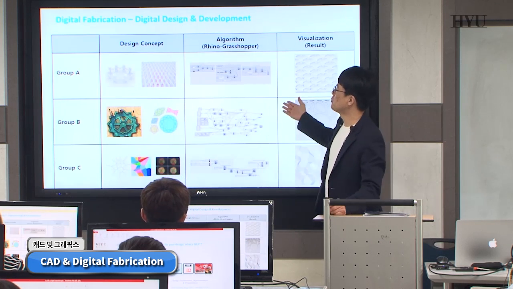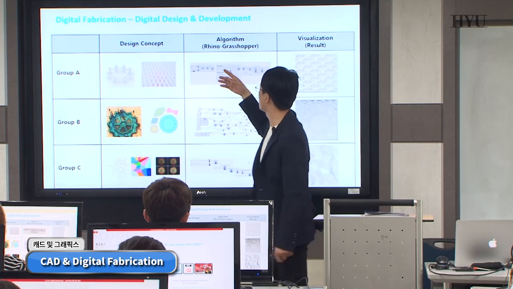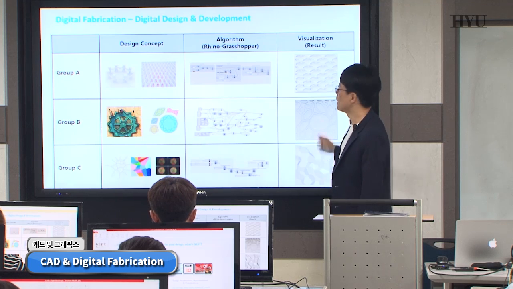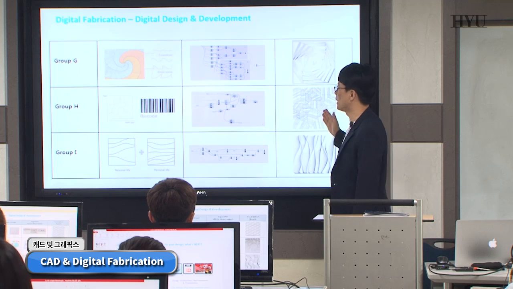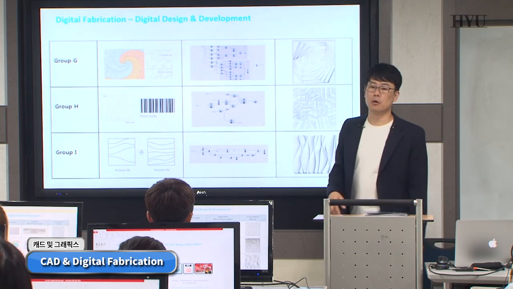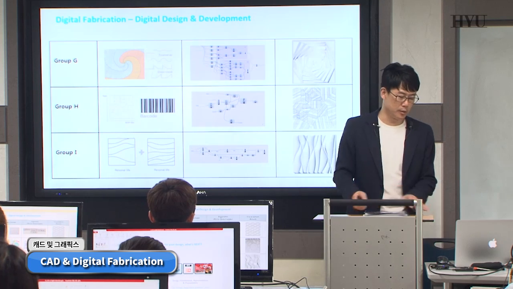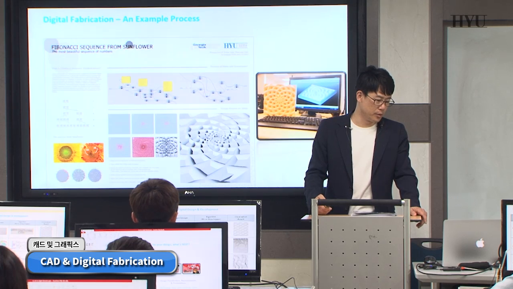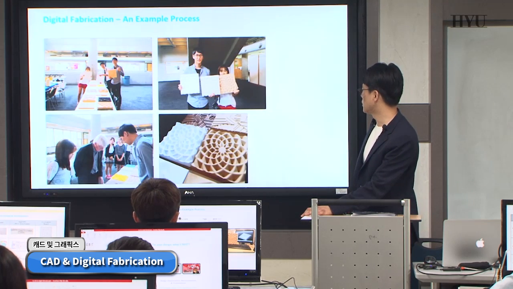So here are some examples of design. Groups A, B, C, their design concept, their design algorithm, and final visualization results. Actually, this is the end of their design process, but at this time, they were asked to make, to fabricate with digital fabrication machines. So let's take a look. Here are some design presentations, real screens, some screenshots, real pictures.